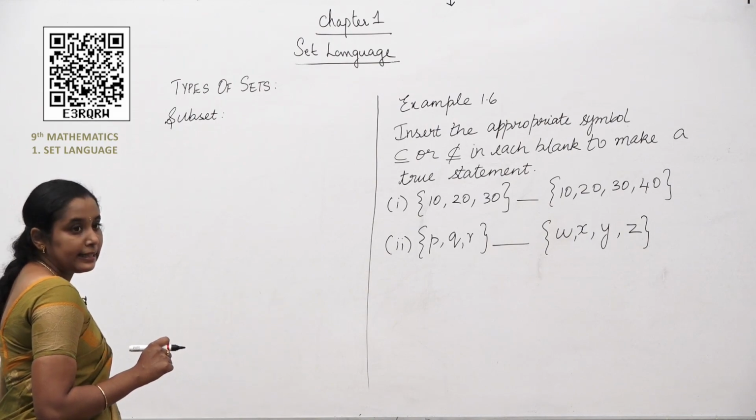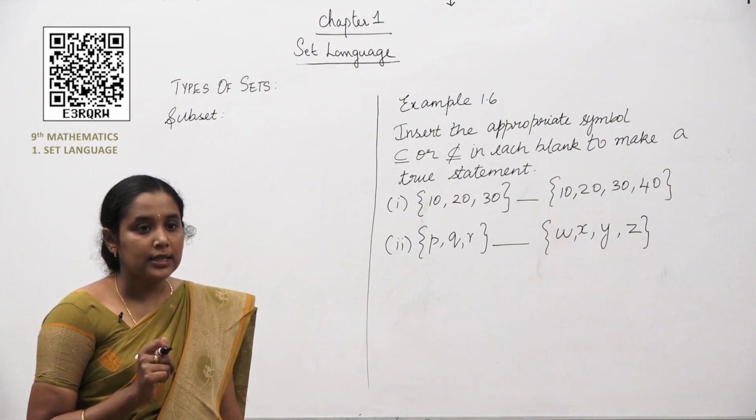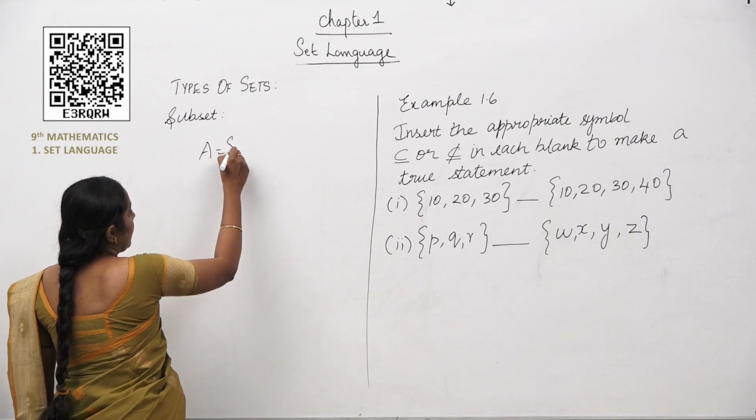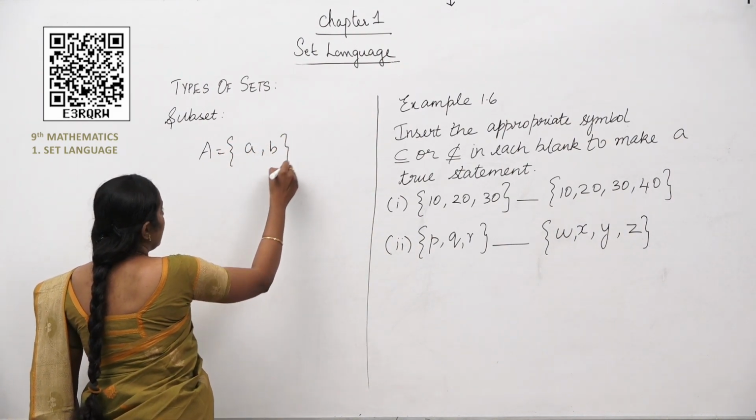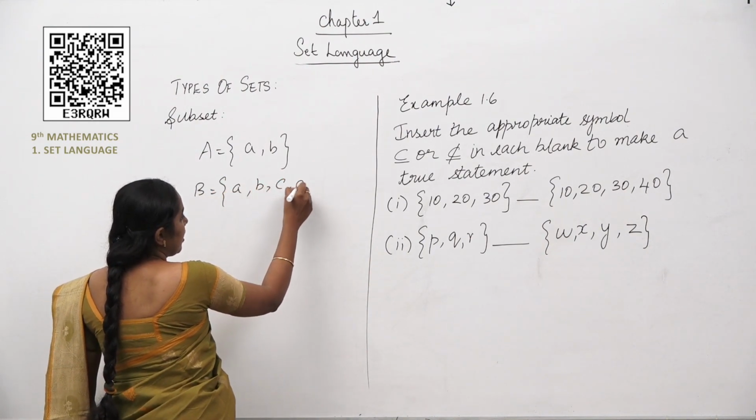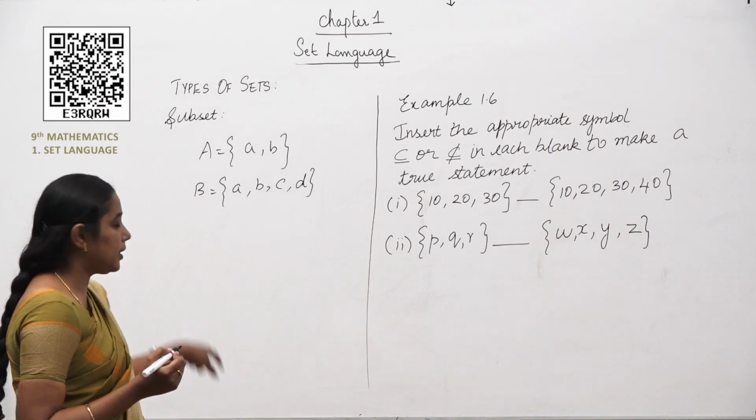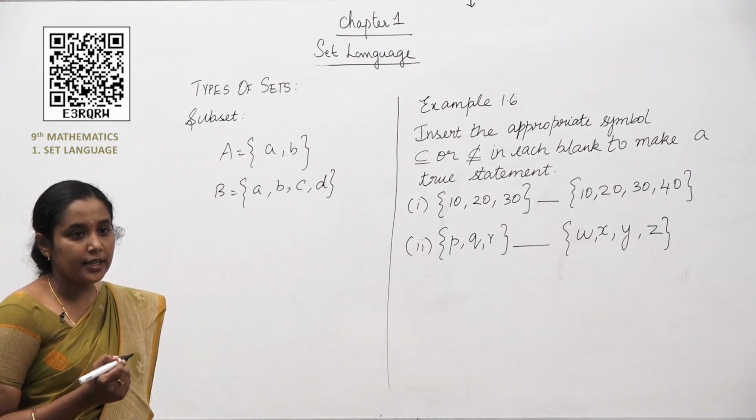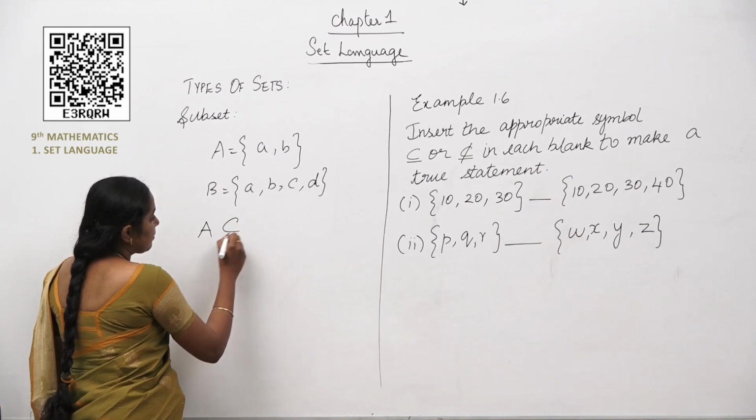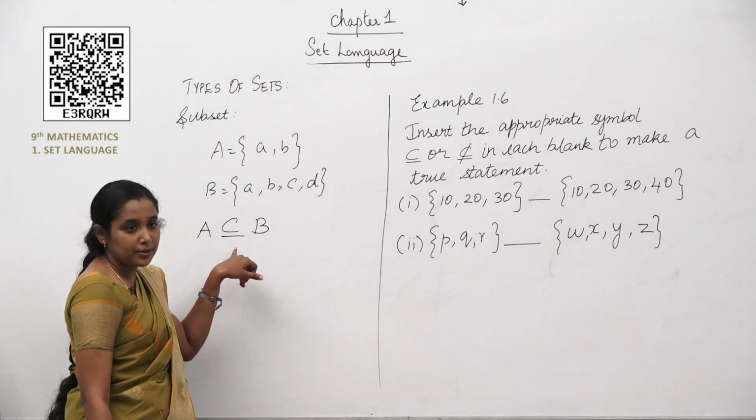Now, next in types of sets, we are going to learn about subsets. We will see one example. A is equal to {A, B} and B is equal to {A, B, C, D}. So here you can say A is a subset of B. Now you are going to learn a new symbol, the subset symbol.